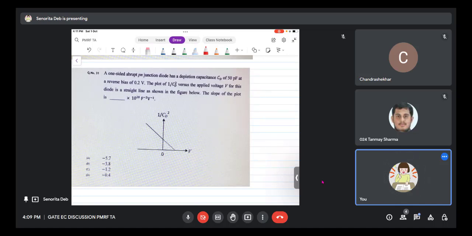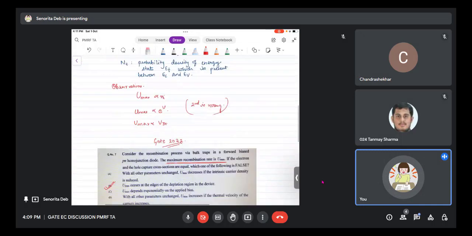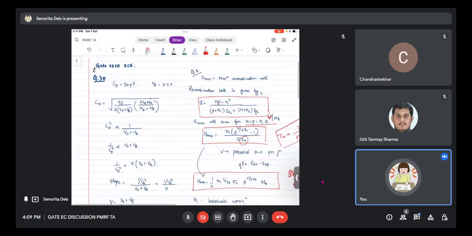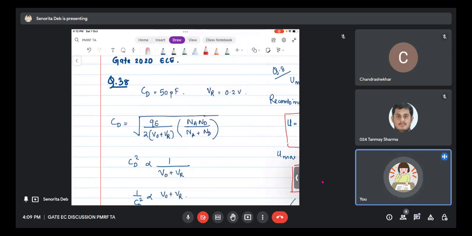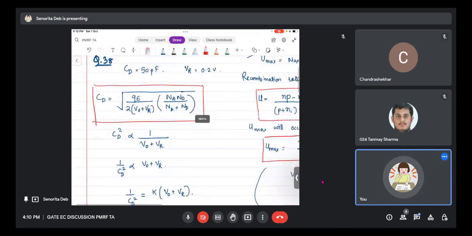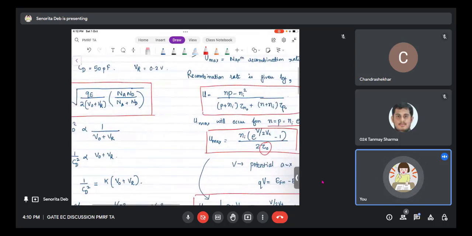Okay. So now the CD formula, we had studied that. This was the formula I was talking about in the last class as well, that CD is given by this formula, under root Q epsilon by 2 times V naught plus VR, where VR is the reverse bias voltage, V naught is your built-in potential, NA by NA plus ND, right? Now in your question, just remember this formula, okay?